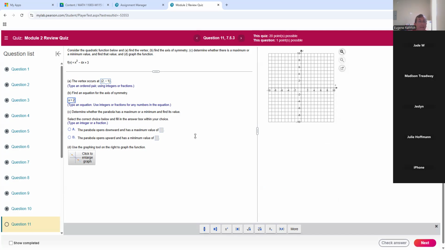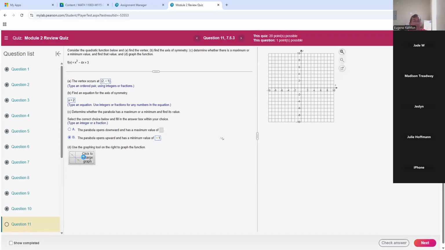All right, y'all see, said maximum or minimum. We said it had a minimum value. So you would click B, and it had a minimum value of -1, which is the Y value on that, okay? So you got to pick A or B on that. Do you got a maximum or do you got a minimum? And then y'all click to enlarge graph.